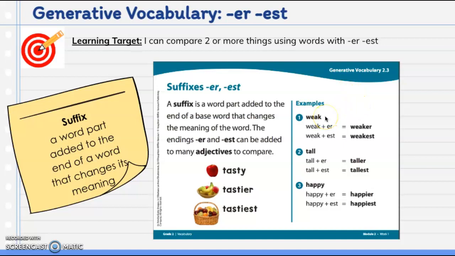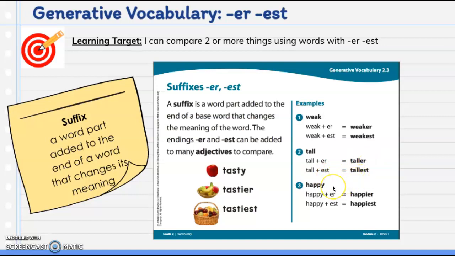Our first adjective is the word weak. We can add ER to make the adjective weaker, or EST to make the word weakest. Let's look at the next adjective, tall. We can add ER to make the word taller, or EST to make the word tallest.